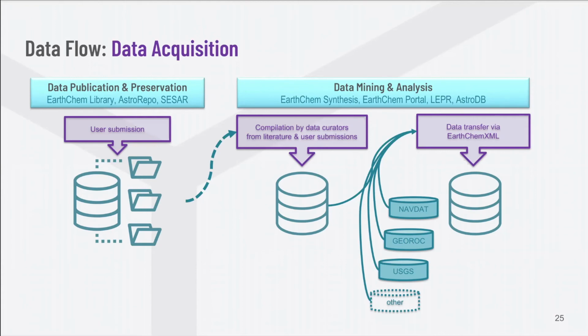And then we run the EarthChem portal where the data that we curate in the EarthChem synthesis, but also data from external databases such as the German GeoRock database, the USGS National Geochemical Database, and other databases such as the Darwin database, which is run in Japan, are all included in a large index that can be searched and accessed.